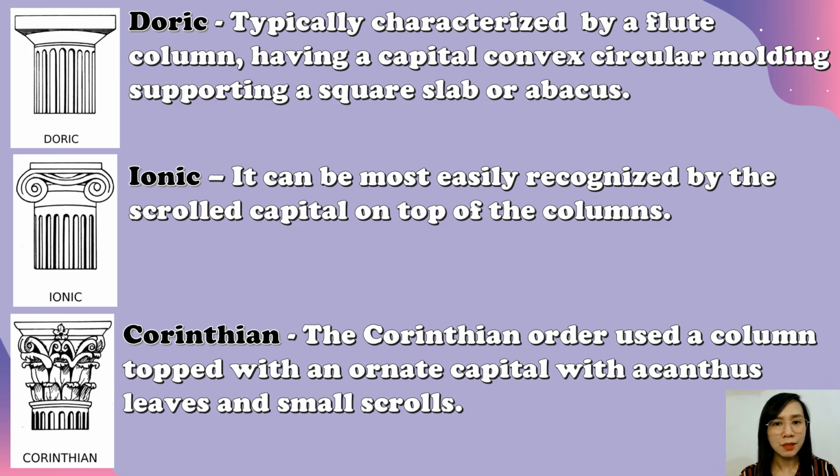Now let's see the difference among the 3 architectural orders. First is the Doric style. This is typically characterized by a fluted column, having a capital of convex circular molding supporting a square slab or abacus. Second is the Ionic style. It can be most easily recognized by the scrolled capital on top of the columns. And the last one is the Corinthian style. It uses a column topped with an ornate capital with acanthus leaves and small scrolls.